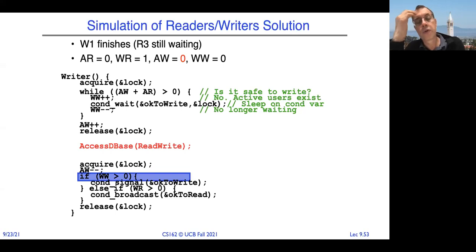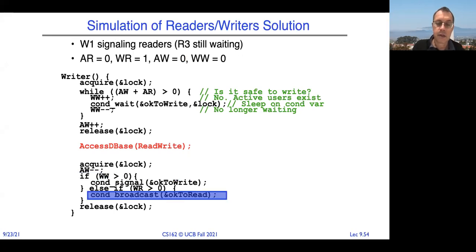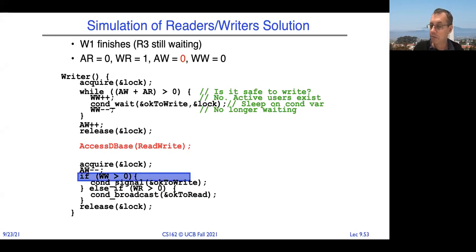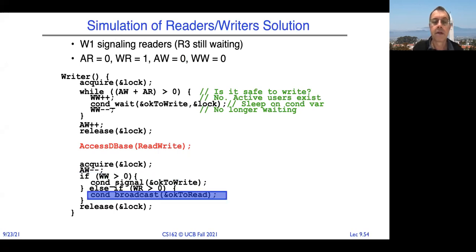And now you look to signal. Again, you give priority to the waiting writers, right? Because you want to prioritize writings over readings. So if there are waiting writers, you'll call okay to write, but in this case, there are no longer waiting writers. So therefore, you are going to look whether there are waiting readers. And yes, there is one. It's R3. So then you are going to signal to R3 that it's okay to continue to read.